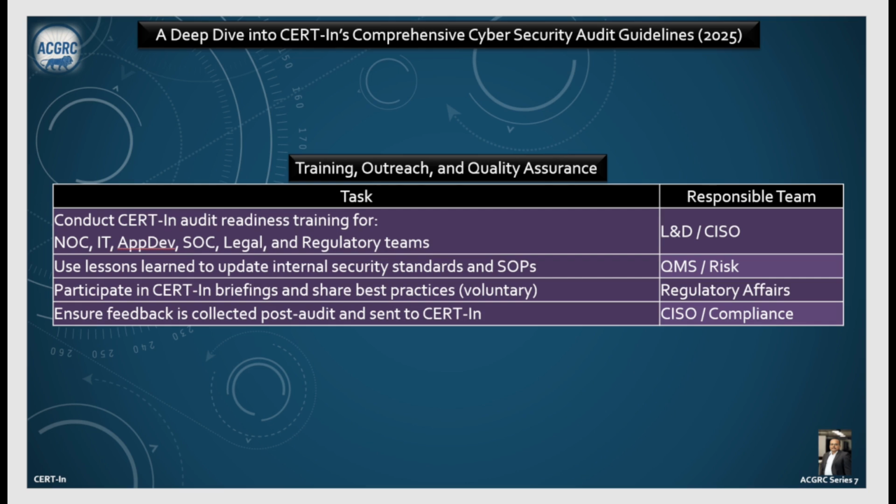Step 2 is to use lessons learned to update your internal security standards and standard operating procedures. This would be led by your quality team and your risk team. Step 3 is to participate in CERT-In briefings and share best practices. While it is voluntary, this would generally be led by your regulatory affairs team. Step 4 is to ensure feedback is collected post-audit and sent to CERT-In. This would definitely be driven by the CISO and your compliance team.